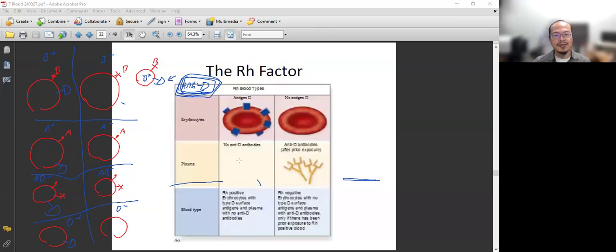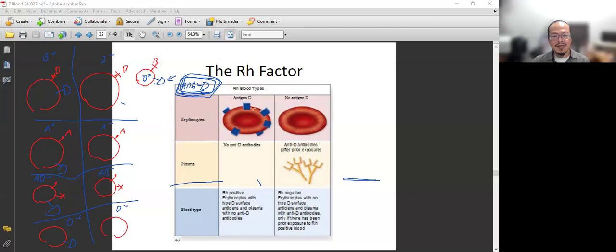So here is a picture. Here is the Rh factor. You either have no antigen D, or you have the antigen D. If you have the antigen D, you add a plus to it. If you don't have the antigen D, you put a minus on it, right? So you have B plus, B minus, A plus, A minus, etc.